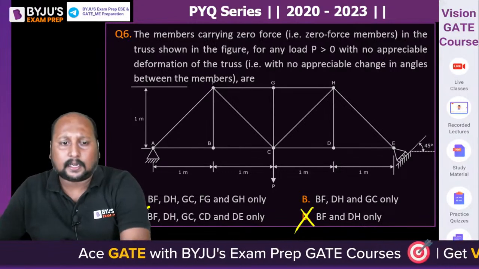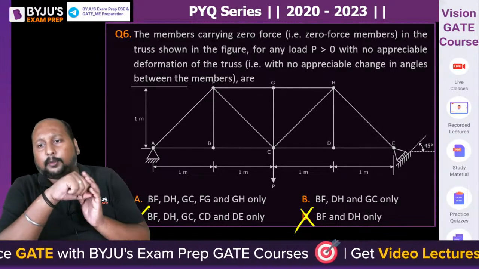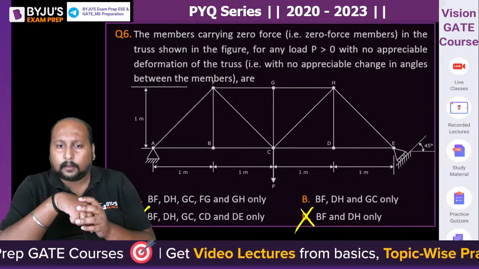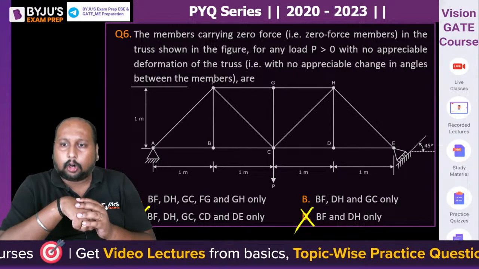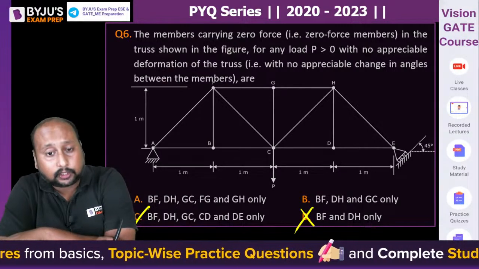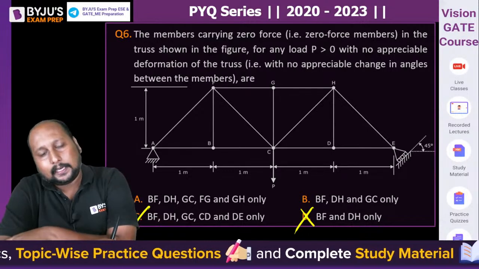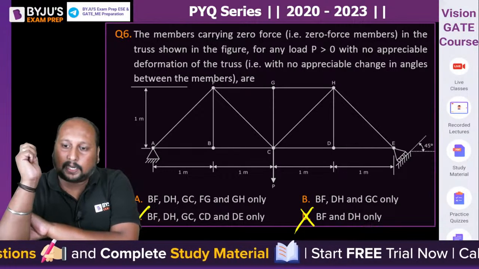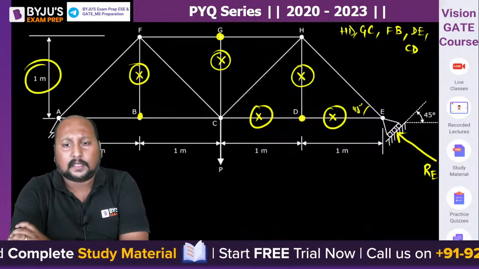I think option C is the correct answer. Yes, option C is the final correct answer. Understood? Option C is the final correct answer. That is BF, DH, GC, CD and DE. Okay, done. Chaliye, next question.